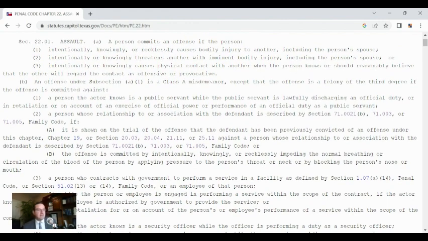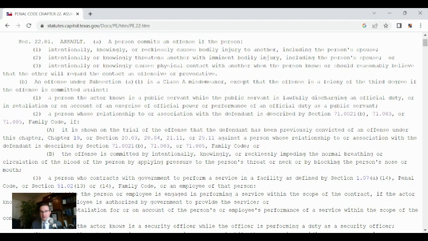Okay, so that's subsection 2, and then it includes a subsection A there. That's what we just talked about, and then subsection 2B says if you commit the offense intentionally, knowingly, or recklessly by impeding the normal breathing or circulation of the blood, by applying pressure to the person's throat or neck, or by blocking the person's nose or mouth, then that is called an assault impeding breath or strangulation. And if it's against a family member, then that's going to be a third-degree felony as well.